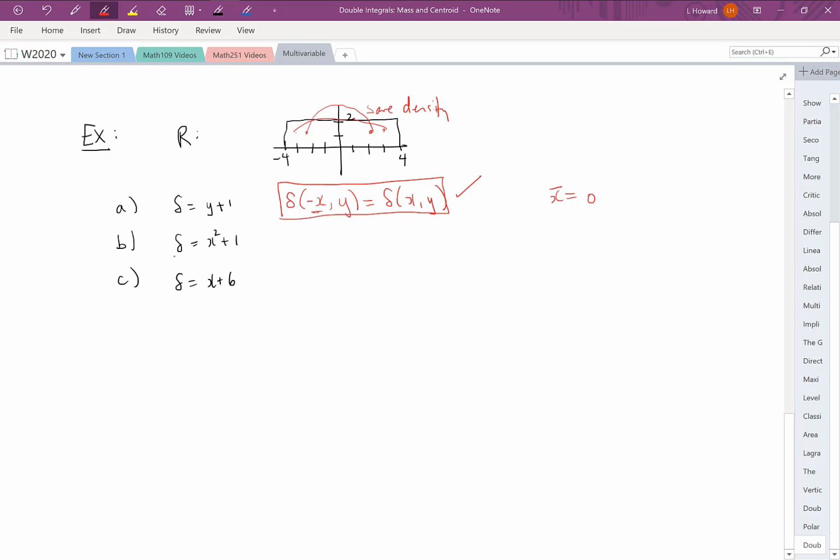Okay, same deal here. In part B, if we replace x with negative x, so when we take negative x and we square it, we get x squared. So yes, we still have the same type of symmetry.